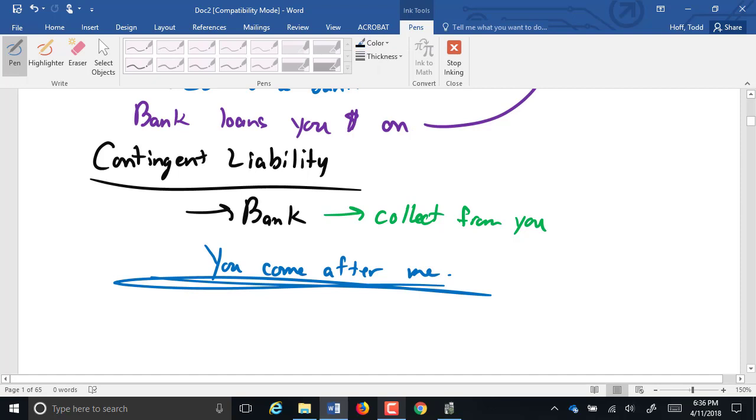So like I said, you still are the owner of the loan. You haven't really sold the actual loan to the bank. All you've done is borrowed money against it and given the bank the right, the power to collect it.